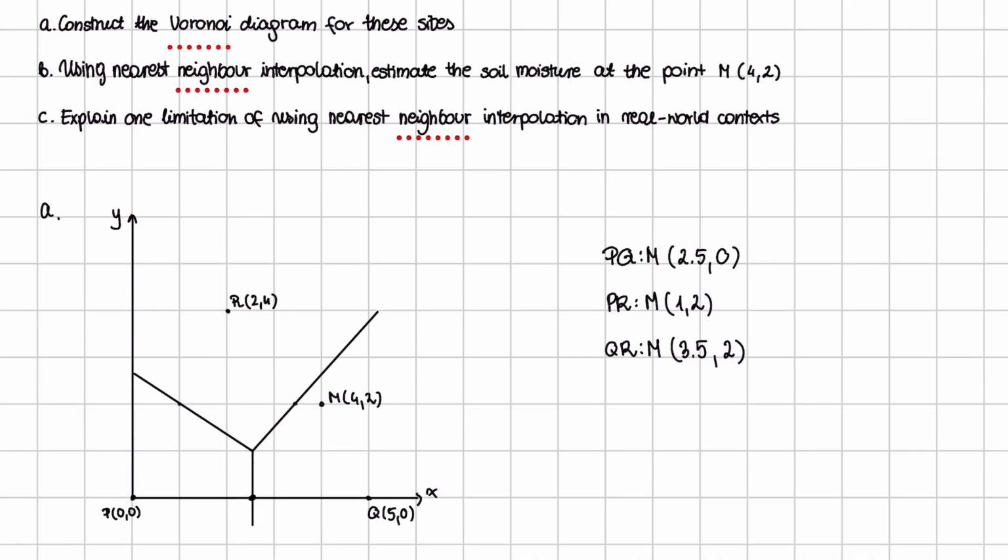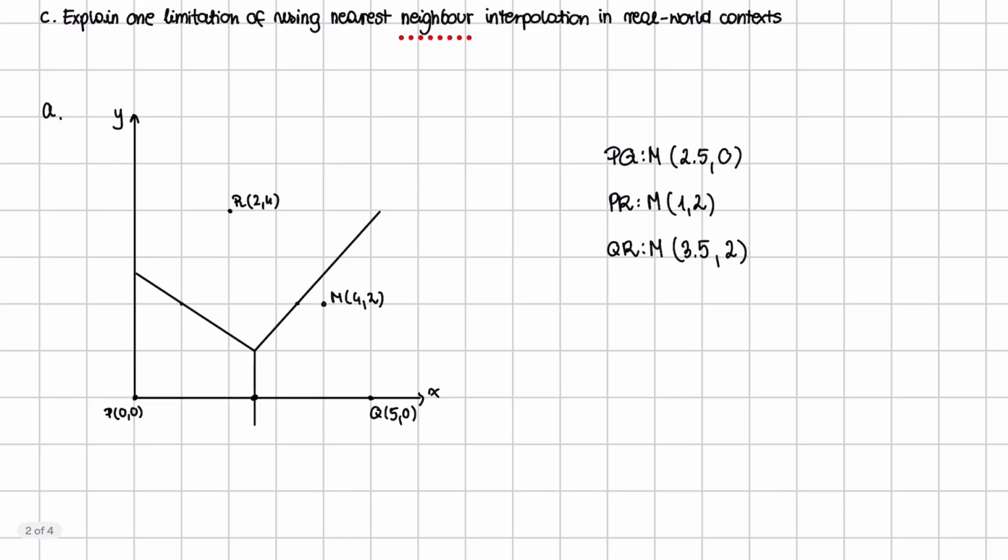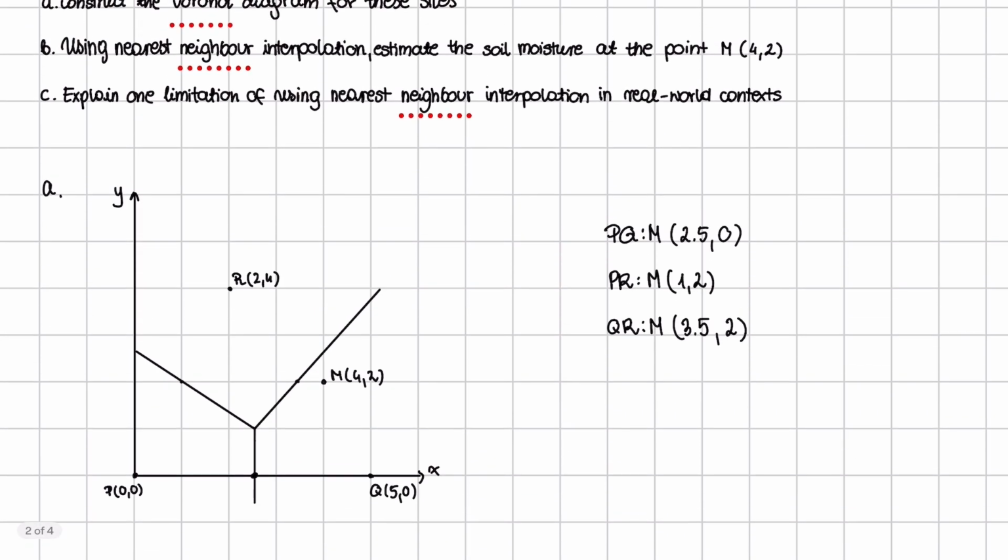And nearest neighbor interpolation means that the point that falls into this side, let's say, has the same features as this point Q. So basically our soil moisture at the point M is 20%.